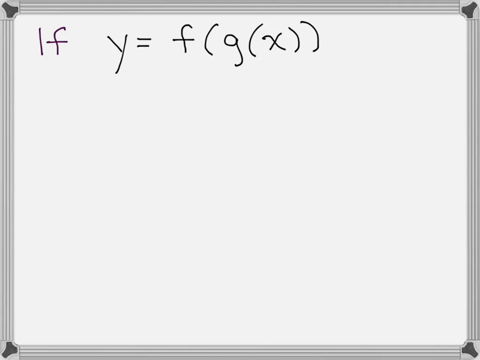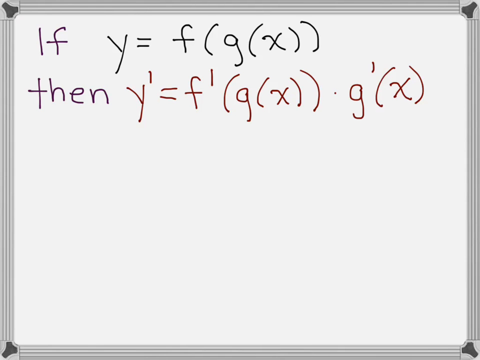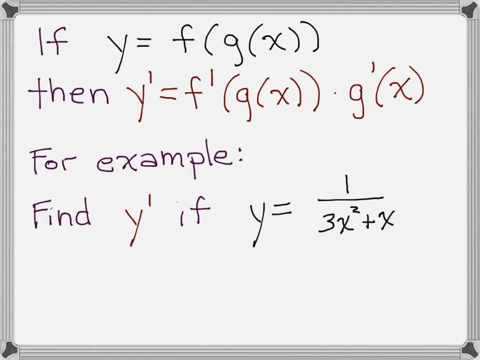So let's start with looking at how the composite function can be written. y can be f of another function, g of x. Then the derivative with chain rule is the derivative of f with respect to the inner function g, and then multiply by the derivative of g. For example, what if we have this y equals 1 over 3x squared plus x?